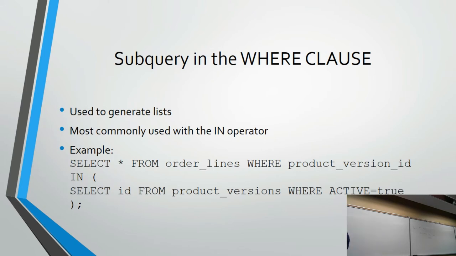What it does is run this one completely, assemble all the data, and then pass it out to the outer query as a list. So if the result set that you'd normally get from the product versions would be 1, 2, 3, 4, what would happen is in the IN clause, it would suddenly become IN (1, 2, 3, 4), like that. And that probably looks familiar. So the subquery basically converts a result set into a set of values. It's just a list.